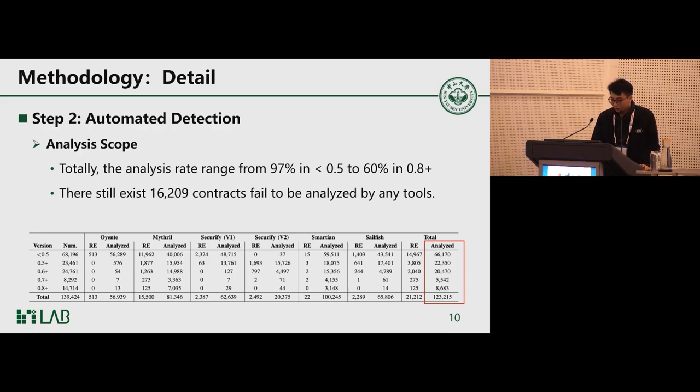Overall, from Solidity version less than 0.5 to greater than 0.8, the successfully analyzed rate ranges from 97% to 60%. Although the selected tools support multiple Solidity versions, the frequent updates of Solidity also bring barriers for automated detection. And there are still more than 16,000 contracts that failed to be analyzed by any tools.